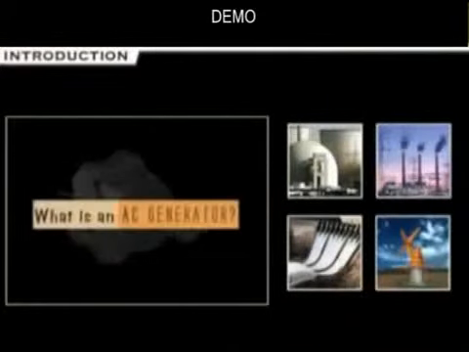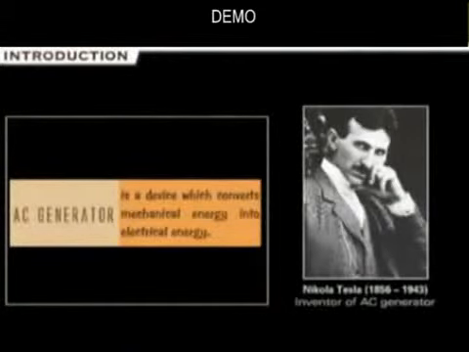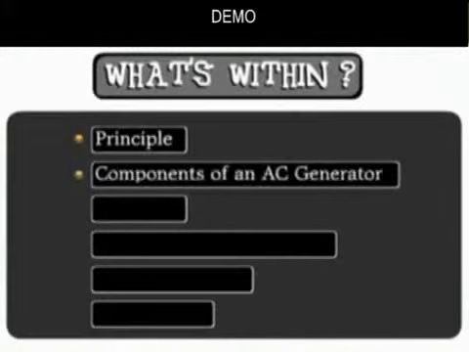What is an AC generator? An AC generator is a device which converts mechanical energy into electrical energy. AC generator was originally designed by Nikola Tesla. What is within? Listed here are the contents of this module.